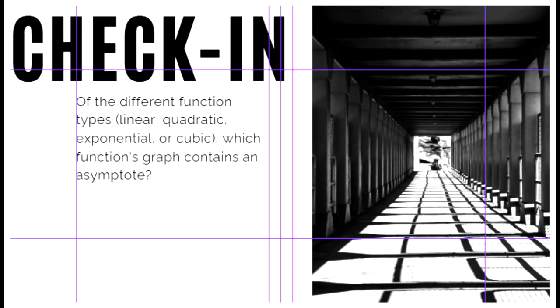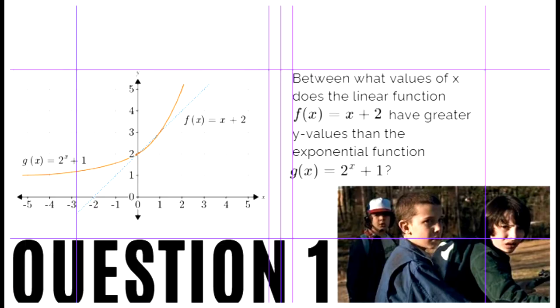Here's a check-in of the different types of functions: linear, quadratic, exponential, or cubic. Which function's graph contains an asymptote? Do you remember? Exponential. I asked you that at the end, I believe. Question number 1, this one's all you.